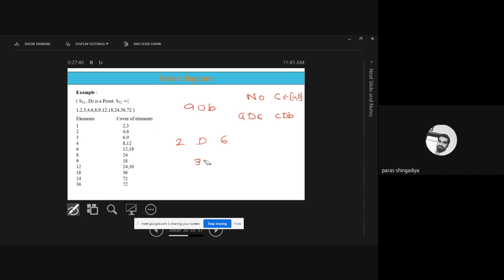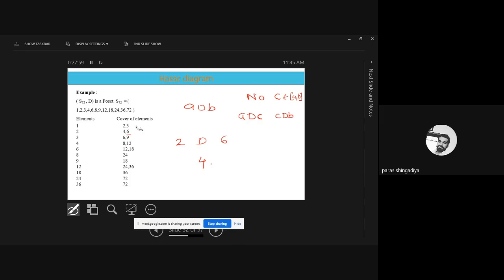Okay, and let's check for 4 also. So 2 divides 4 is correct, but 4 divides 6 is incorrect. You cannot divide 6 by 4. Therefore we cannot take it as a counter example of C. Clear? So 6 is also an answer of cover element of 2.